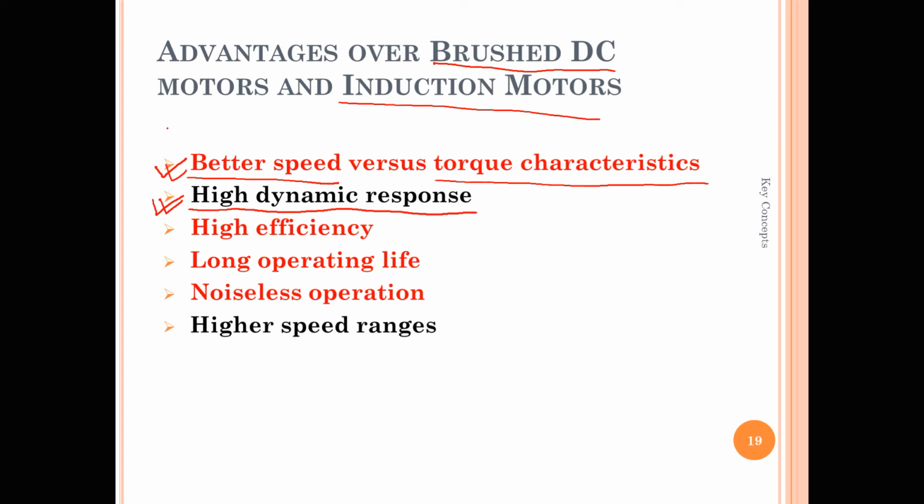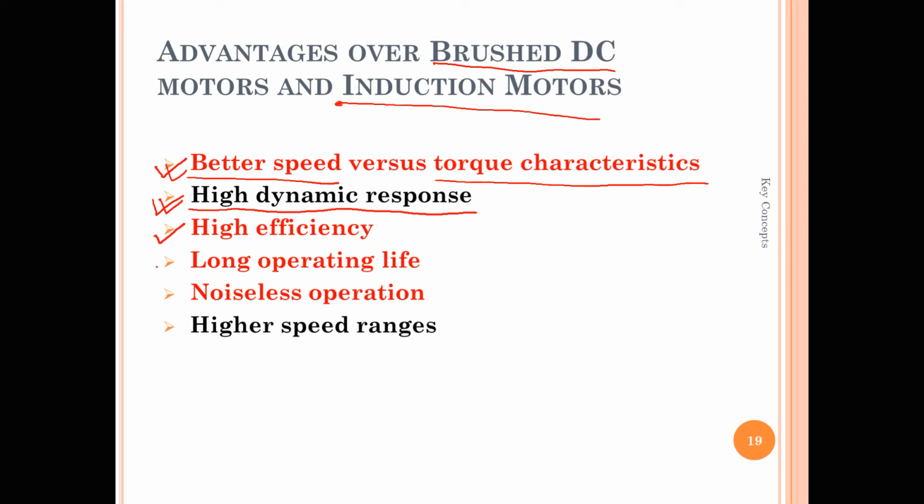Then we have high efficiency. When we talk about high efficiency, it means that while using electronic commutation and different control methodologies, we remove the losses which come with the brushes in the case of the brushed DC motor. In the induction motor, we have losses as the rotor generates a counter EMF. We don't have to do that in the permanent magnet synchronous motor, the brushless direct current motor, so we have better efficiency.